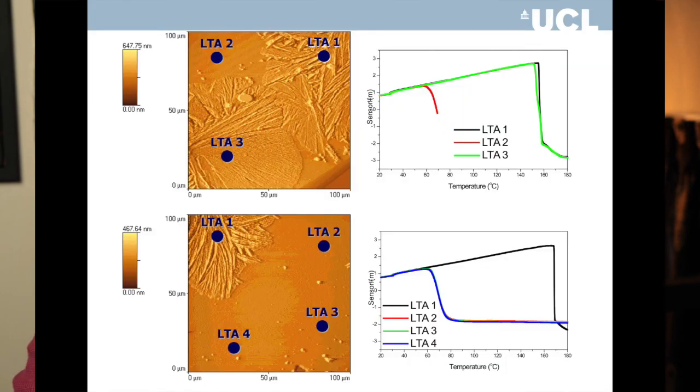Where it says LTA, LTA stands for Localized Thermal Analysis. So they are regions where the tip was placed on the sample and the temperature was raised, and we're measuring the temperature at which the material softens and the tip drops into the material below. Those are the images to the right of the topographical images.